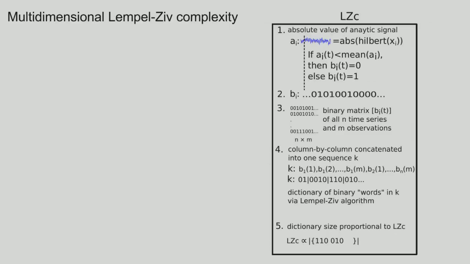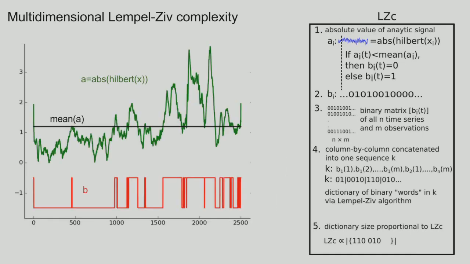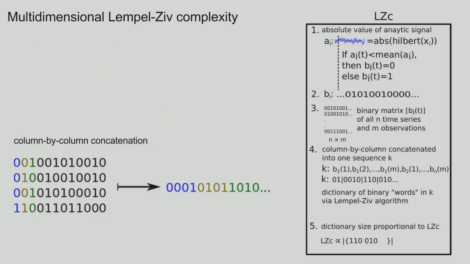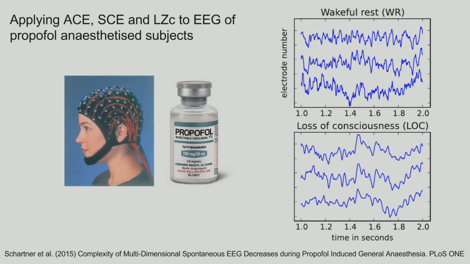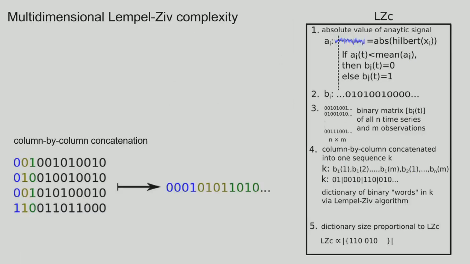Now we have another one, Lempel-Ziv complexity, but this time of the whole sequence. Here we start off with some time series, and we look at the absolute value of its Hilbert transform, and then we look at the mean. If the signal is below the mean, we get 0, and if it's above the mean, we get 1. So we can binarize such a time sequence in this way. We do this for all channels and concatenate them column by column, to get one big long binary sequence. Then we can compute the Lempel-Ziv algorithm I showed earlier, which tries to find binary words and looks at the size of the dictionary, and this gives us the complexity or randomness of that sequence.